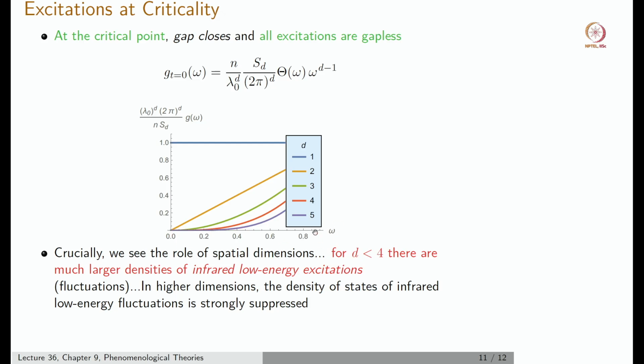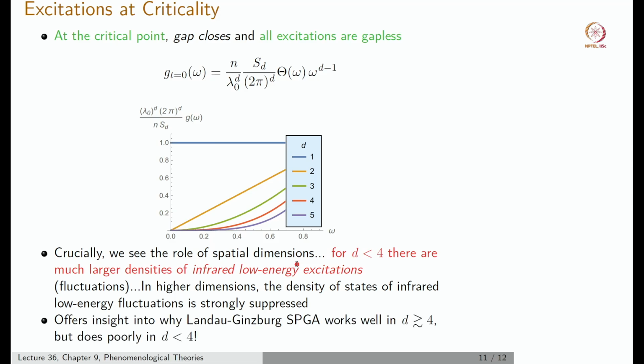But above that, you will see that these fellows are essentially 0, and that will help us mitigate any effects of fluctuations. In Landau theory, there may be some qualitative changes, there may be some quantitative changes to the jump in the specific heat, etc. But other than that, Landau theory will work just fine. So this gives us an idea of why Landau theory is working well in d greater than or equal to 4, and it does poorly below that, and the answer lies in this density of states of excitations.